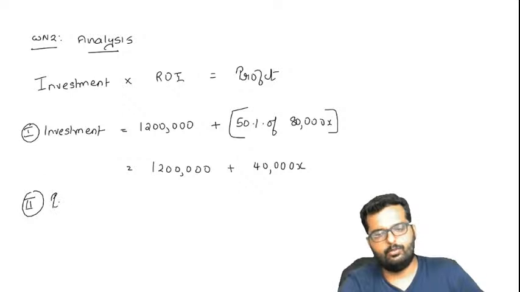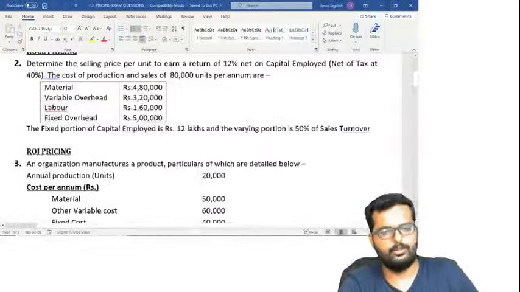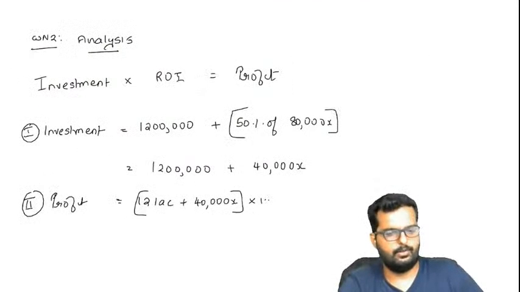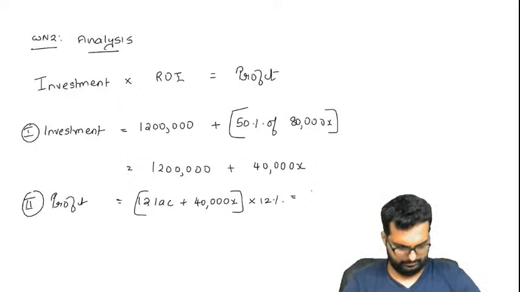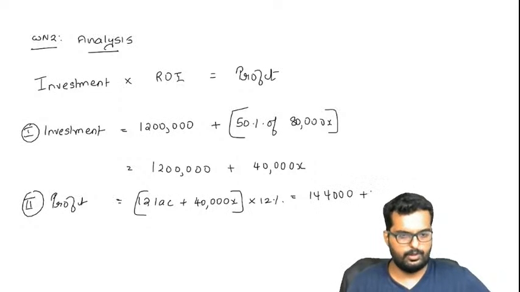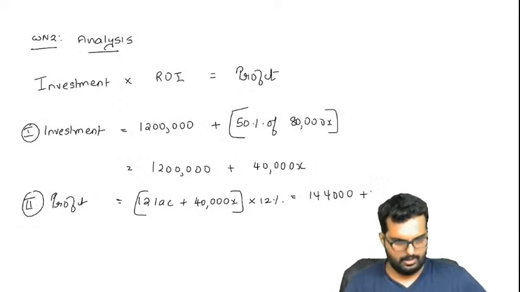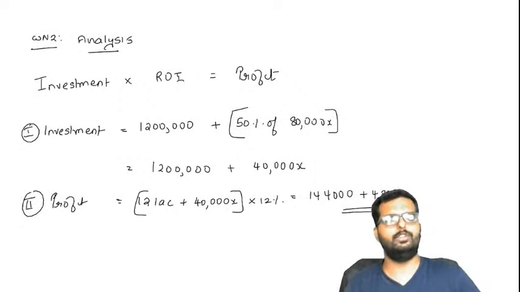In that case, what will be your profit? Can you tell me? That will be 12 lakh plus 40,000 X whole multiplied by what is the ROI they are looking at? It's 12%. Okay. That would be 1 lakh 44,000 plus 4,800 X. Can you write down this in your books now?